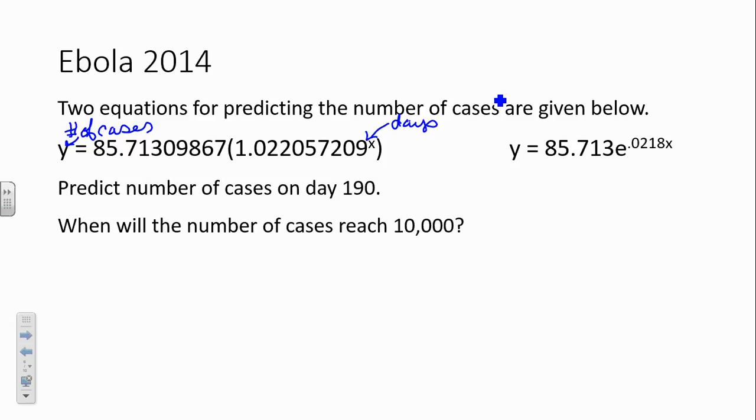The nice thing about it is that when it's in this form, it's pretty easy to plug in 190 to figure out our answer. We want to know what y is when we have 85.71309867 times 1.022057209 to the 190th. We'll plug those numbers in and see what we end up with.